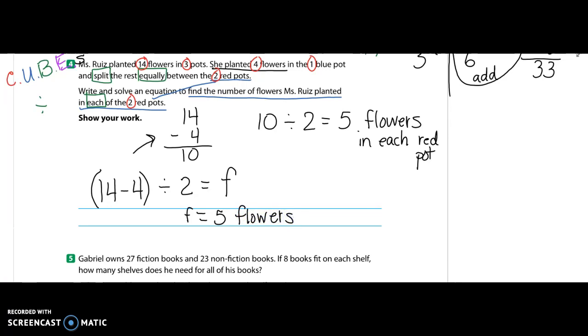Okay, there are 2 examples I've shown you today of how you can use the CUBES strategy to solve word problems. In the meantime, I'll see you next time on Meaningful Magical Math.